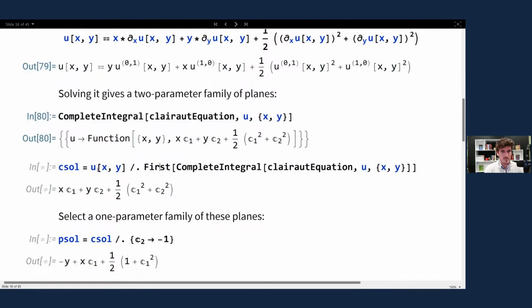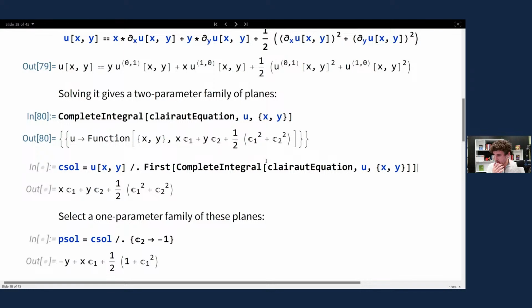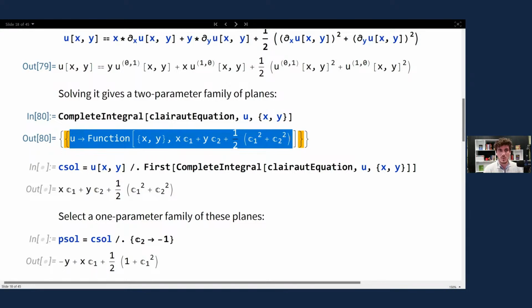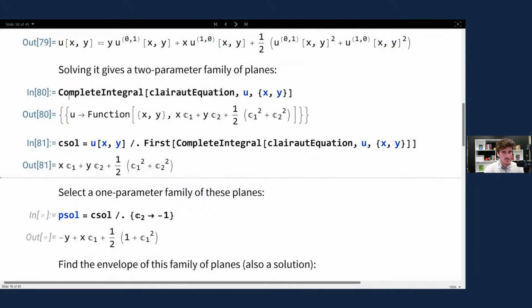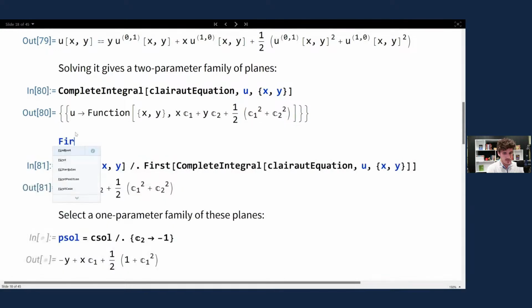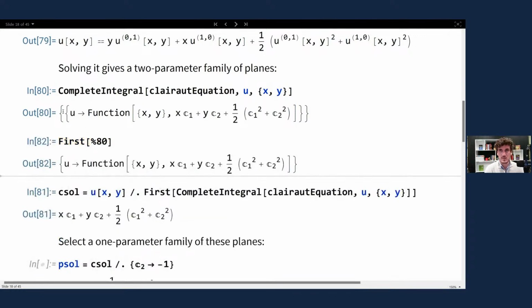Okay, and then we're going to take our u as a function of x and y and replace all with the first of this family of solutions. All right. And that's because a list of solutions is returned here. So first, it's not that there's more than one, it's that this has returned a list of functions and there's only one that we need. So we just have to use first to take the only solution there. Okay. So I'll just show you what first is doing. Okay, it's just removing this outer set of curly brackets.